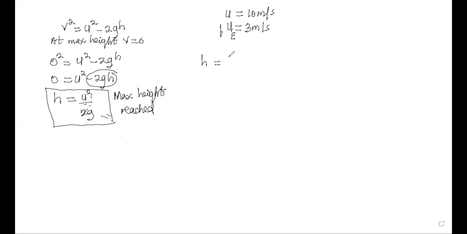Mine will be 10 squared divided by 2 times acceleration due to gravity, which is approximately 10. So we have 10 by 10, which is 10 squared, divided by 2 by 10. 10 cancels one of them, and 2 into this is 5. So the vertical height, when I give the object an initial velocity of 10 meters per second, will be 5 meters.